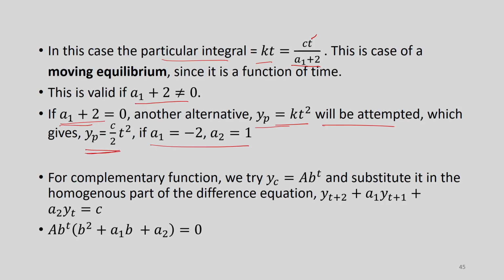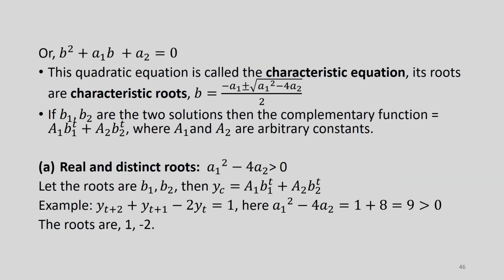Now, we come to the complementary function, and y_c is equal to A b to the power t. This is the complementary function that we use, and we substitute it into the homogeneous part of the difference equation. The difference equation was y_{t+2} plus a1 y_{t+1} plus a2 y_t equal to c, and this will give me A b to the power t times (b square plus a1 b plus a2) equal to 0. The first part, A b to the power t, is not equal to 0, therefore only this part is equal to 0: b square plus a1 b plus a2 equal to 0.